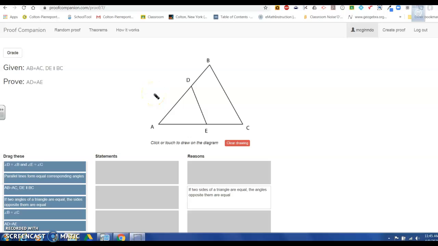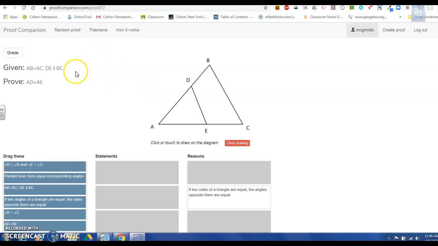I found a way to do proofs online. You won't have to write the proofs out, but you do have to be able to organize them and put the right statements and reasons together in the right order. So let's try this out. I have a sample one here that I'm going to solve for you as we do it.